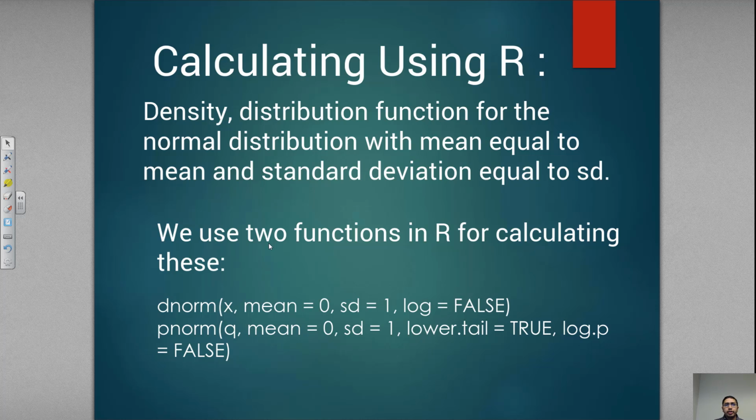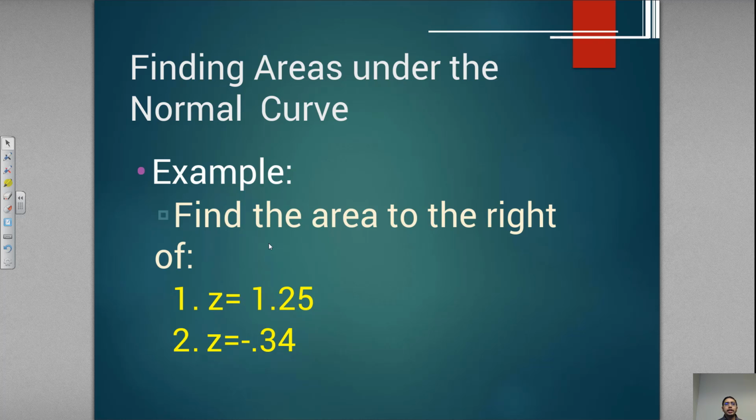Now we have a statistical software called R, and we can use R to calculate various probabilities of the normal distribution, with the mean equal to mean and standard deviation equal to SD. We can use two functions in R for calculating this. dnorm is the density function, and pnorm is for calculating the distribution. These are the two functions available in R, and we can use them to calculate the probabilities that we require. That's more or less all about the normal distribution.